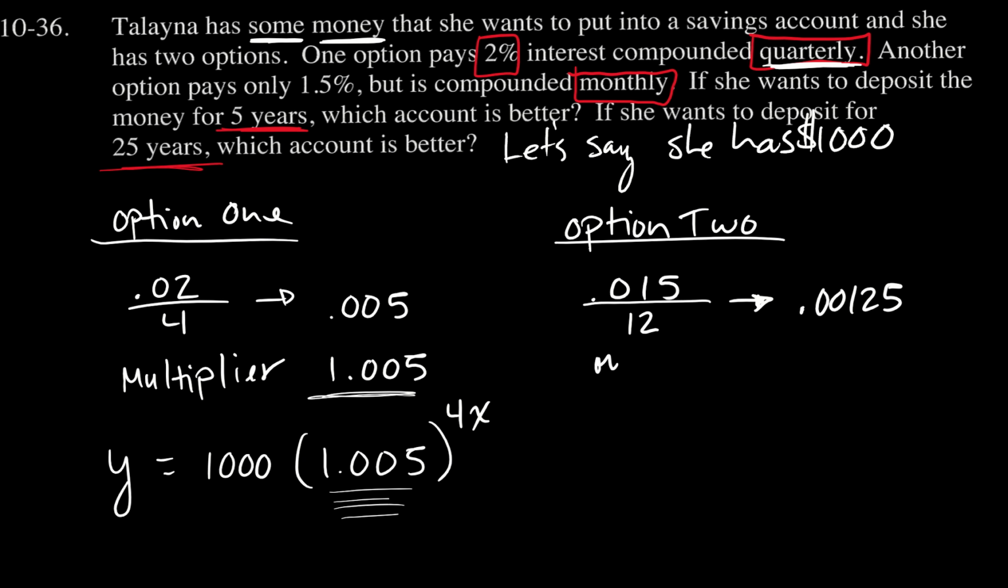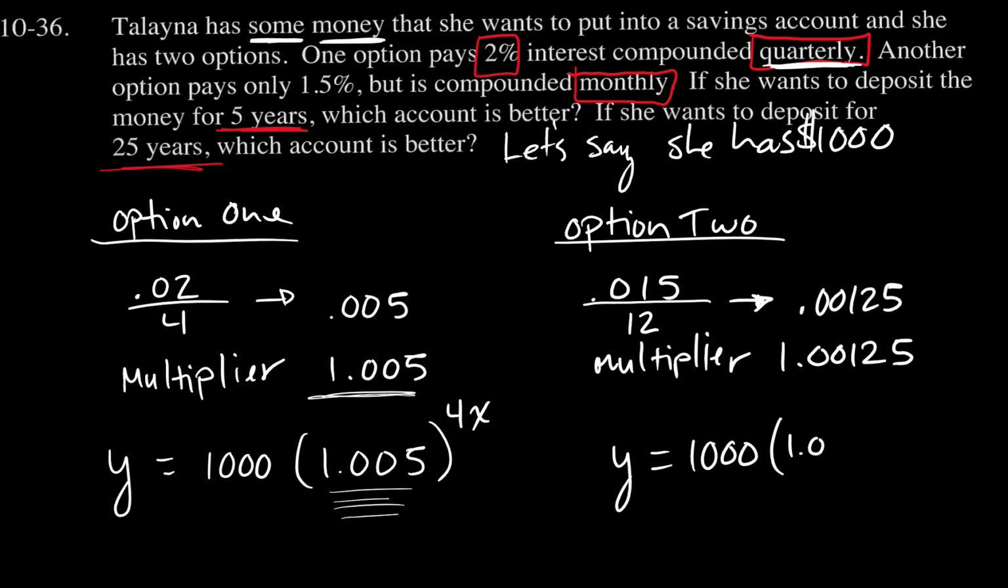And my multiplier for this situation is going to be that number plus 1, so 1.00125. The other adjustment I have to make: for option 2, y is going to equal this $1,000 initial deposit times 1.00125. But instead of raising this to the x power, where x would represent months, and I don't want that, I want x to represent years for both of these.